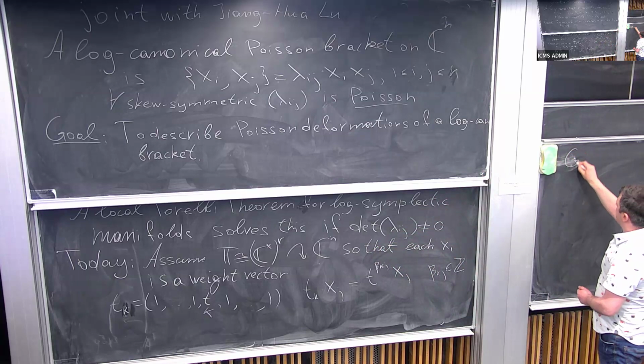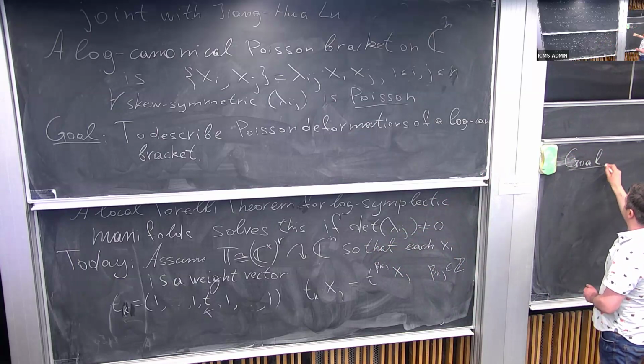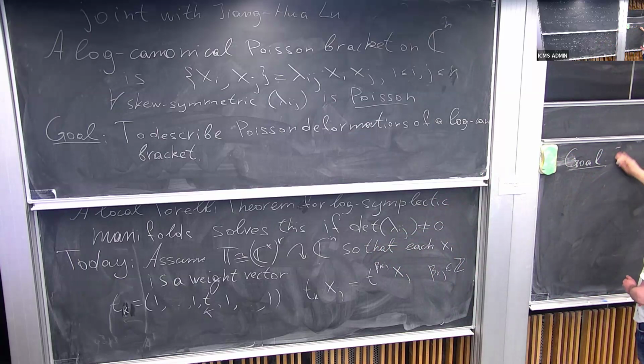So the goal for today, a more specific version of that goal: describe T-invariant deformations of the log-canonical Poisson bracket. I want to impose some non-degeneracy condition which would replace this one.